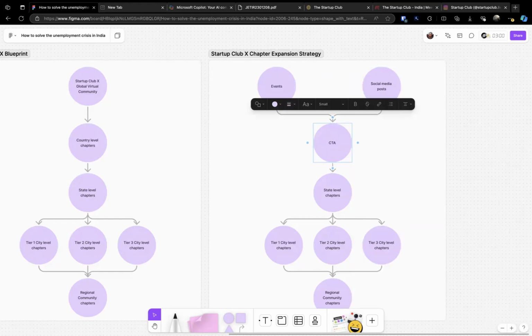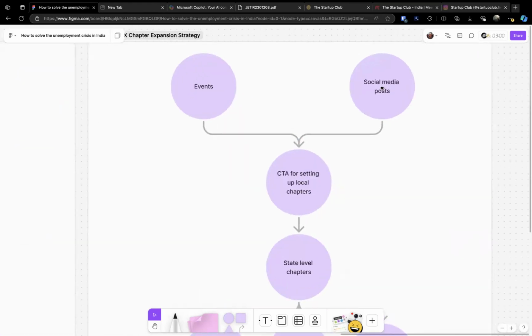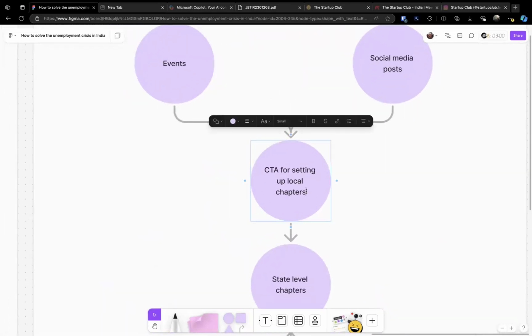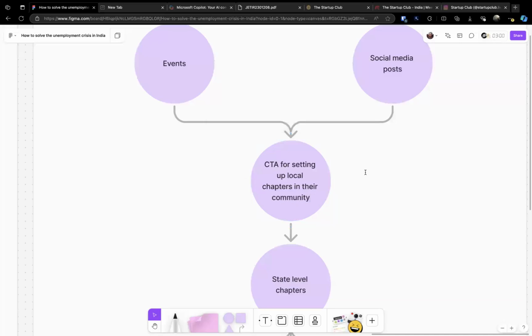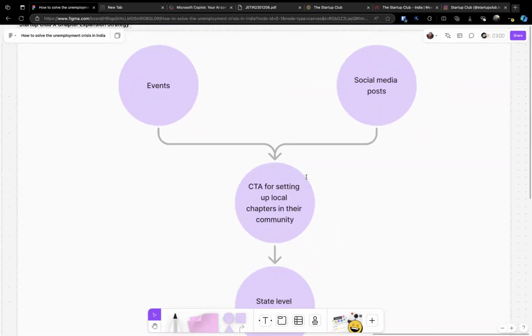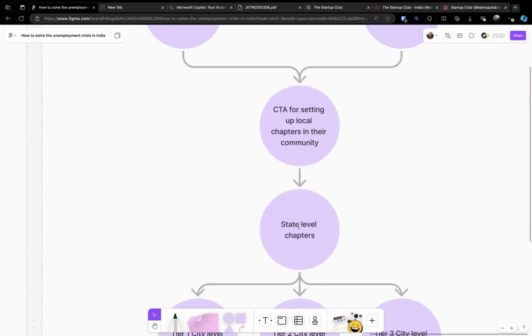Through these, we have a CTA for setting up local chapters. CTA stands for call to action. So in the events as well as the social media posts, we'll emphasize the call to action to set up local chapters in their community. We're looking for leaders, people who are proactively looking to establish a community in their region.